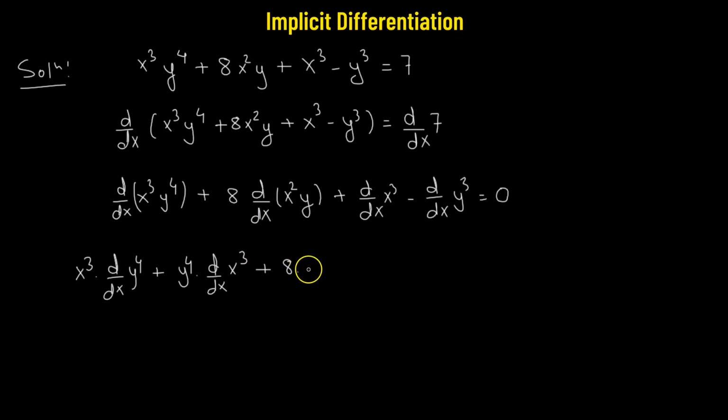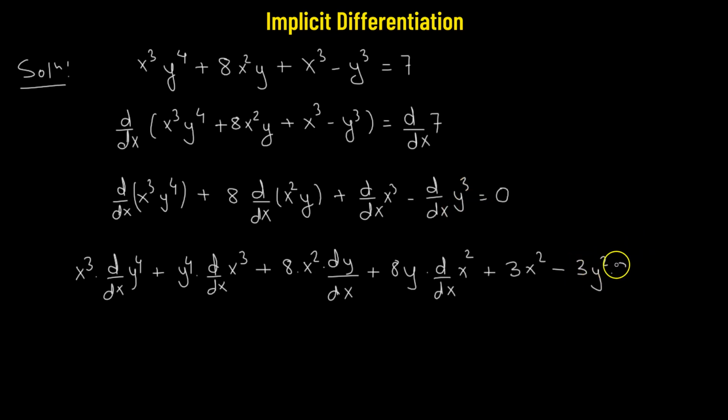So that will be x squared times derivative of y with respect to x. So we also have to multiply with this factor 8. So we have 8 times y times derivative with respect to x of x squared plus derivative with respect to x of x cubed. So this is simply 3x squared minus derivative with respect to x of y cubed. So here we'll apply the chain rule. So this will be 3y squared times dy over dx. This is equal to 0.